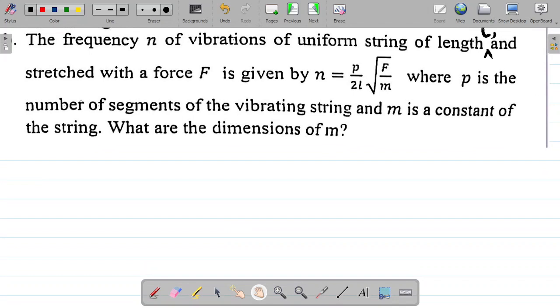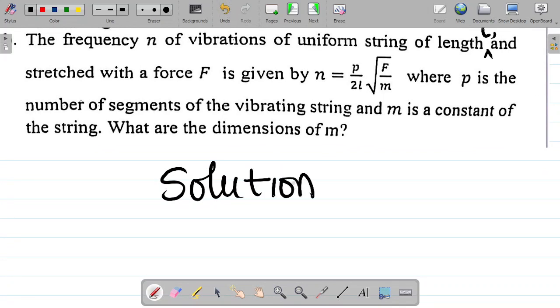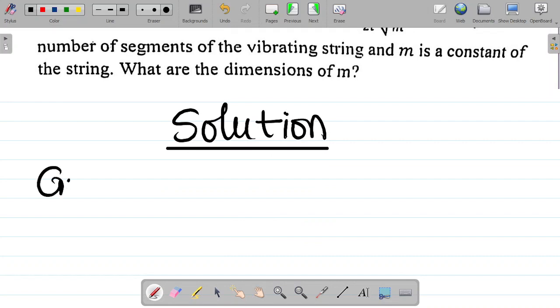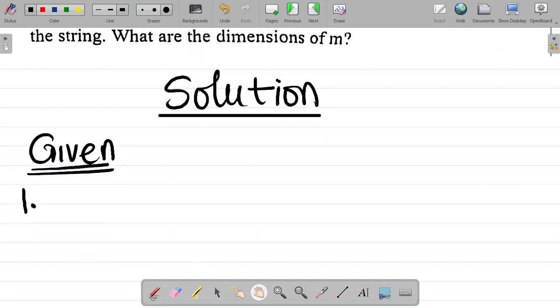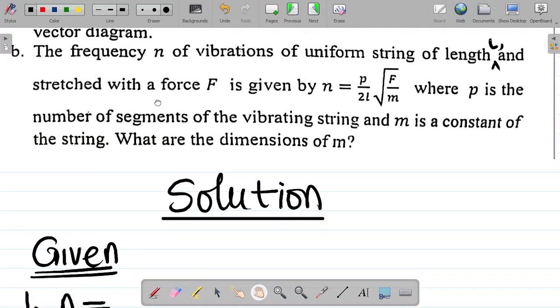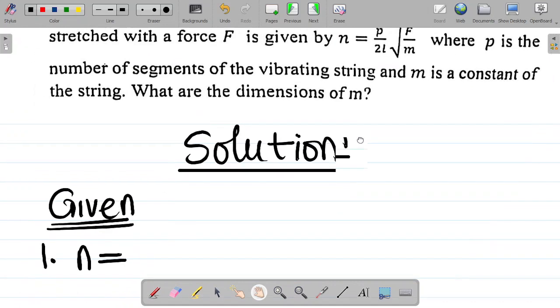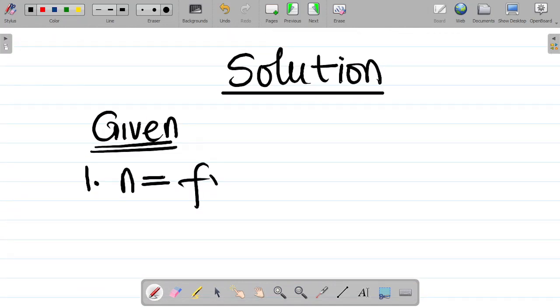So after noting this, the next thing you have to do is, let's take down the solution. For my solution here, I'm going to list out the parameters. So solution, let's list out given parameters. So given, all right, what's the first thing you're given there? From the formula here, the first you have is n. So given number 1, n, and what does n represent again? They said the frequency n of vibrations. So n is equal to frequency.